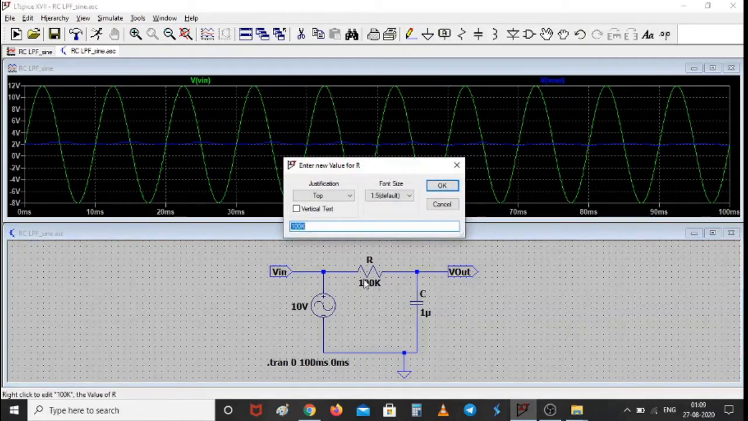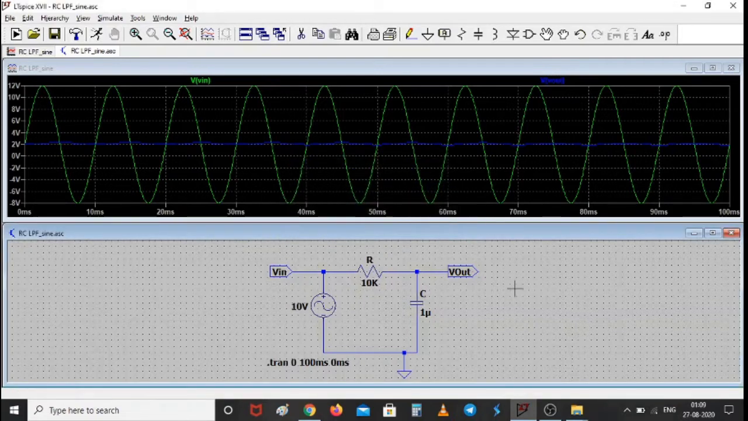Okay, so let me reduce my RC to a certain extent, maybe exactly equal to your capital T. My capital T is 10 milliseconds. Now my RC, 10 kilo ohm into 1 microfarad, is exactly 10 milliseconds, which is equal to the capital T. You all know that when tau is equal to capital T, tau is nothing but the time to reach 63.2% of the maximum value. So let us see what your output is actually going to be when tau is equal to capital T. Okay, so let me run the circuit once again.